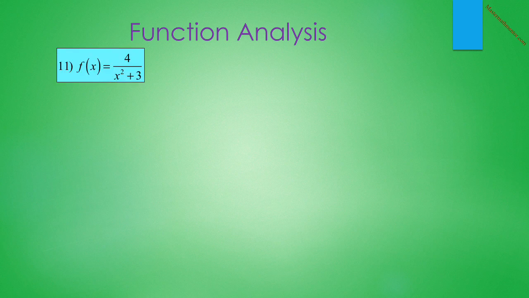Let's try a harder one. Number 11, f of x equals 4 over x squared plus 3. You may now understand why it was necessary to simplify f prime of x as much as you can, because you need to make it as easy as possible to take f double prime of x. And also, you may now understand why factored form for both numerator and denominator are so important.